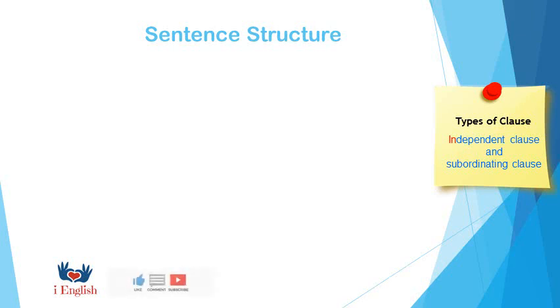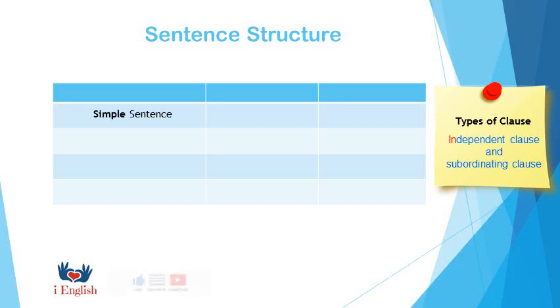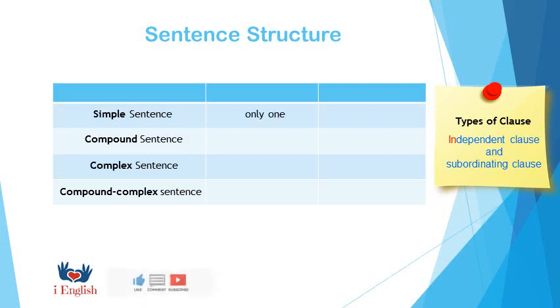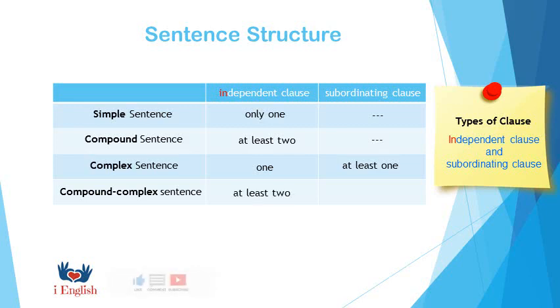Sentence structure is divided into simple sentence, compound sentence, complex sentence, compound complex sentence. A simple sentence has only one independent clause. A compound sentence has at least two independent clauses. A complex sentence has one independent clause and at least one subordinating clause. Compound complex sentence has at least two independent clauses and at least one subordinating clause.